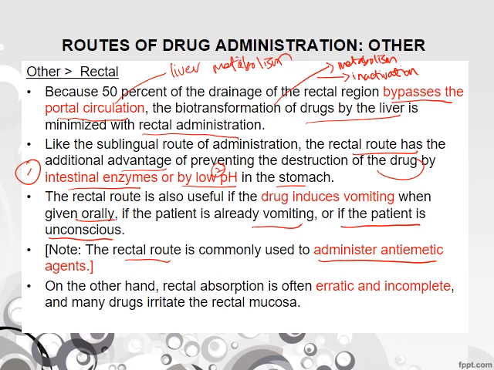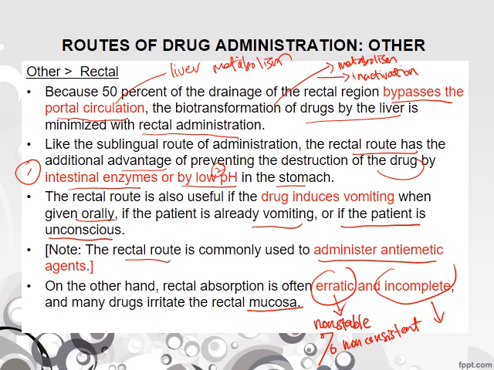However, rectal absorption is often erratic and incomplete, and many drugs irritate the rectal mucosa. Erratic means it is not stable, so we don't know the amount of drug, the percentage of drug absorbed is not consistent, and the absorption may not be complete.